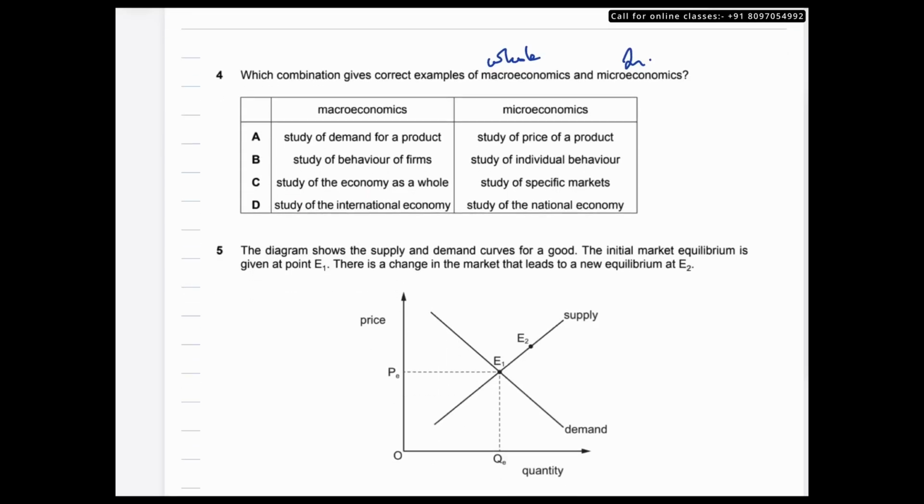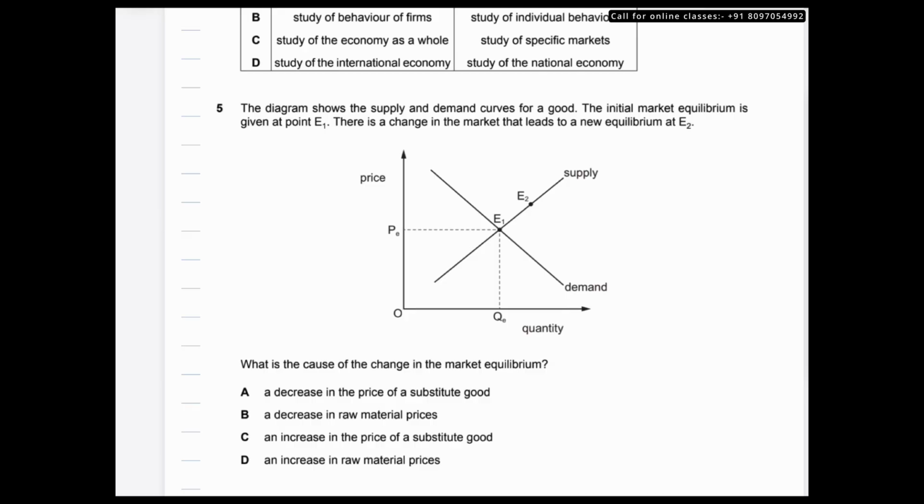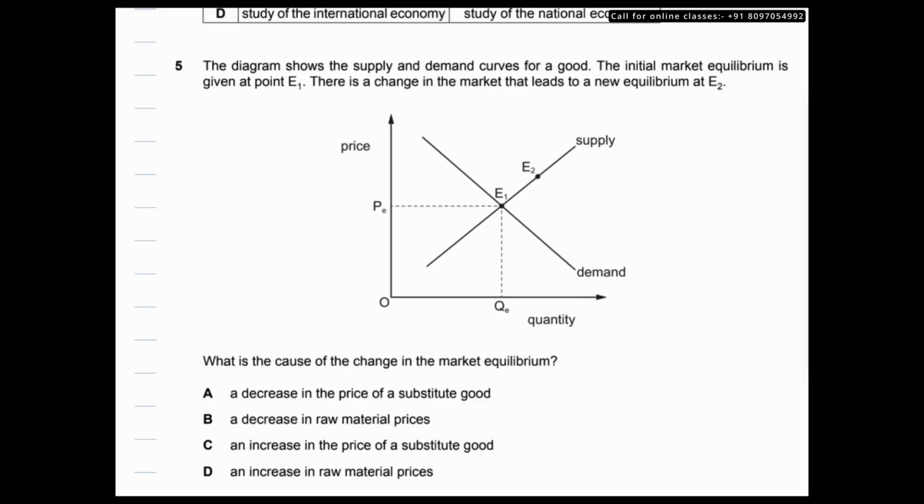So question number 5 reads, the diagram shows the supply and demand curves for a commodity. We have the demand curve and the supply curve here. The initial market is at equilibrium at point E1, which is this, and there is a change in the market that leads to a new equilibrium, which is E2, which is here in the diagram. So to move to point E2, the demand curve is supposed to shift to the right. Only then we would have the E2 equilibrium.